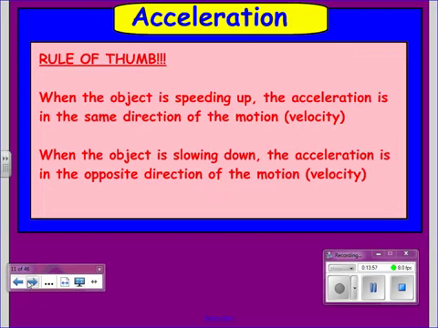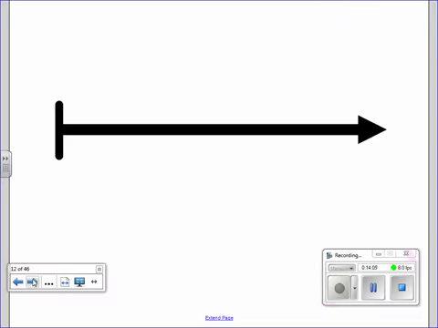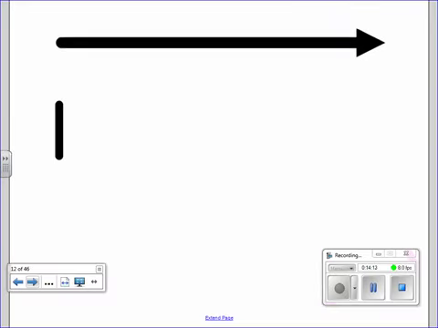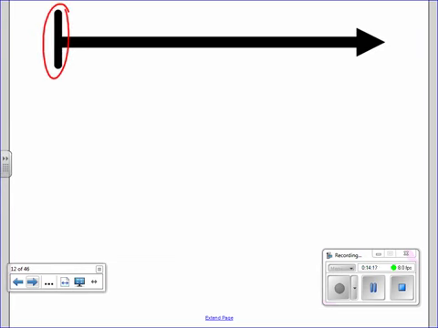The rule of thumb: when the object is speeding up, the acceleration is in the same direction as the motion, which is velocity. When the object is slowing down, the acceleration is in the opposite direction of motion, or velocity. So, let's look at an example. Suppose I have this reference arrow on the screen right here. The part on the left represents where the origin is, and the direction that the arrow points, in this case to the right, represents the positive area.